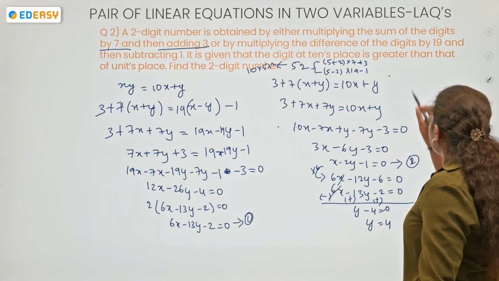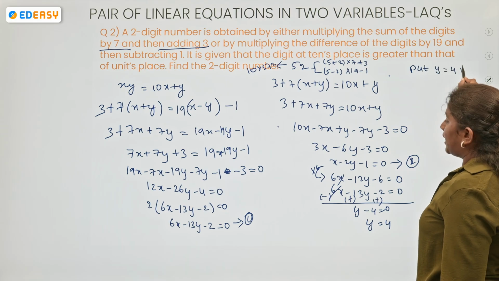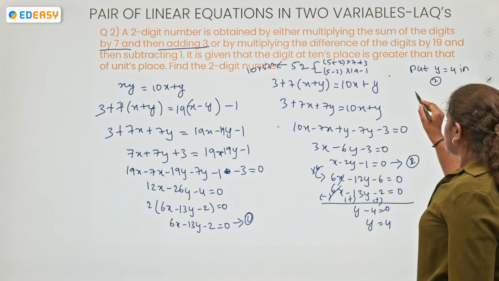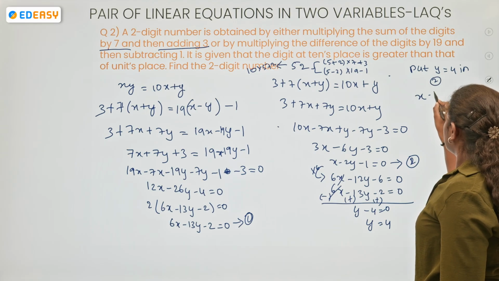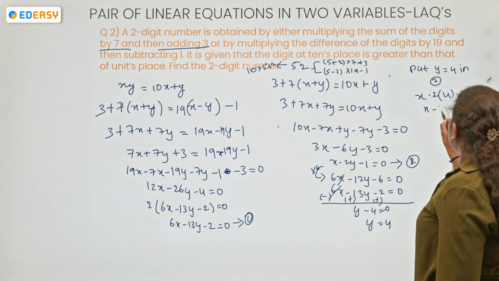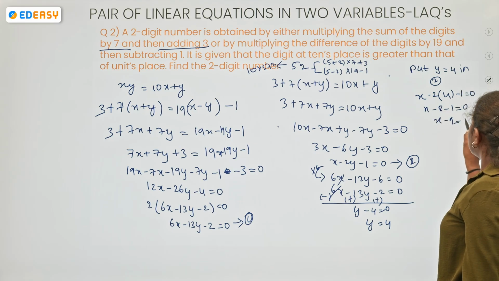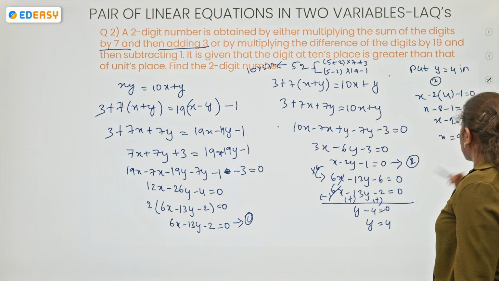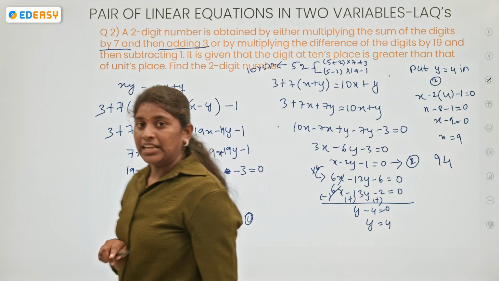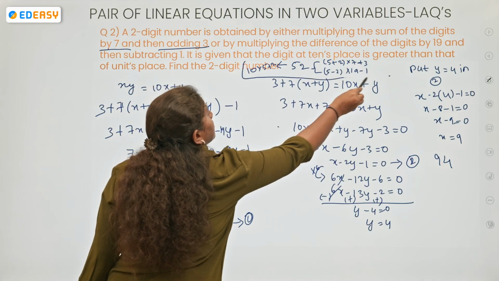Now put y equals 4 in any of your equations. I am taking the second equation. So x minus 2 into 4 minus 1 equals 0. x minus 8 minus 1 equals 0. x minus 9 equals 0, and x equals 9. So what is the number? 94. Clear? Understood everyone? This is just an example for your reference.